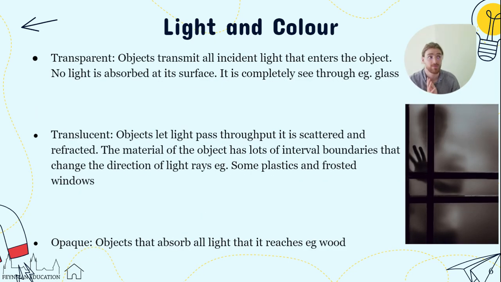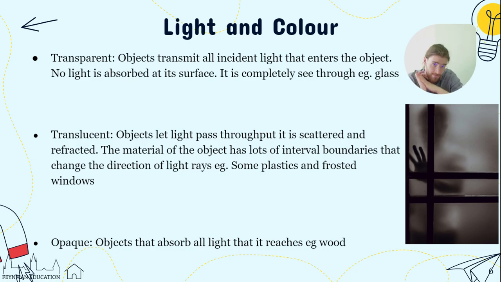Okay, so when it comes to objects and how we classify them depending on how much light they allow through, we start with transparent. Transparent objects transmit all incident light that enters the object. They allow it through. They don't reflect anything, or very little. So no light is absorbed and the object is completely see-through, something like glass.